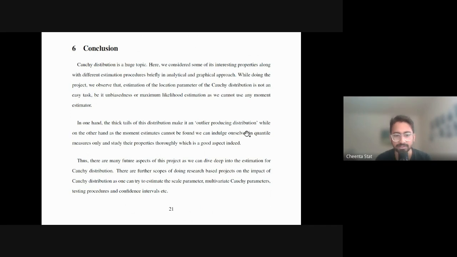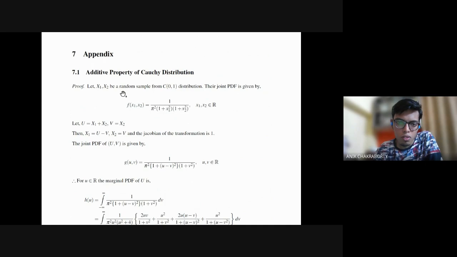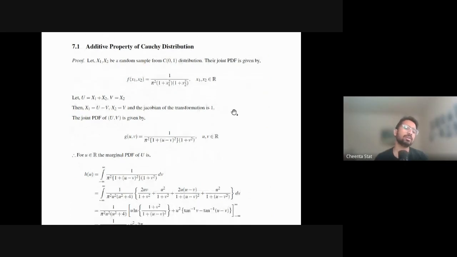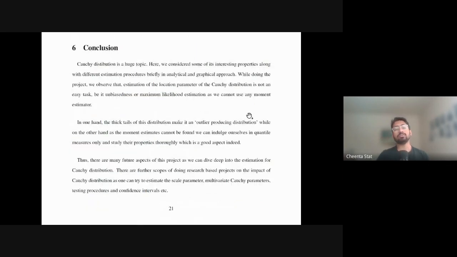So now there's an appendix, I guess. The proof of the identity property. We can leave this part here. You can see he has used the Jacobian here. So thank you, Anik, for this beautiful discussion.